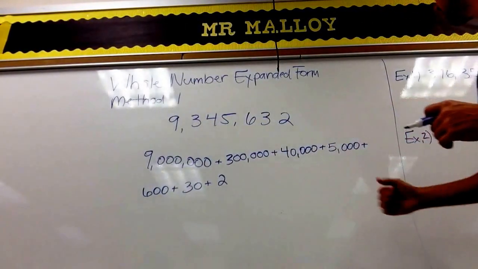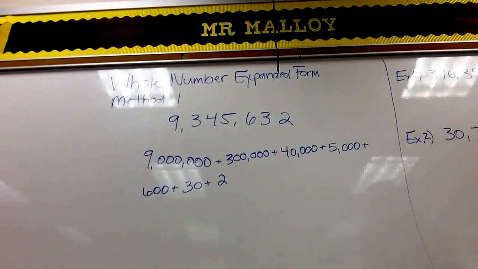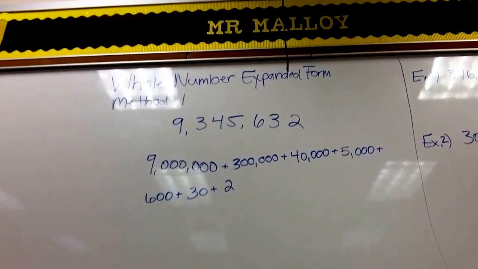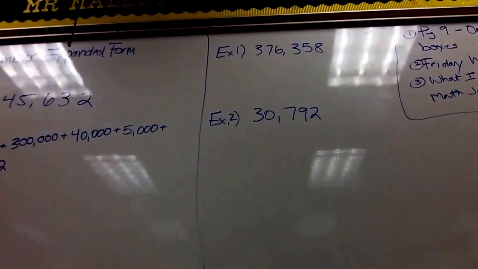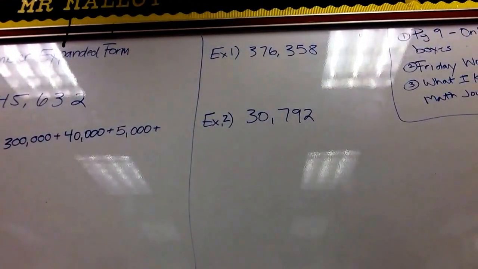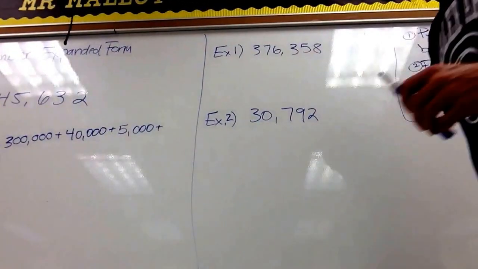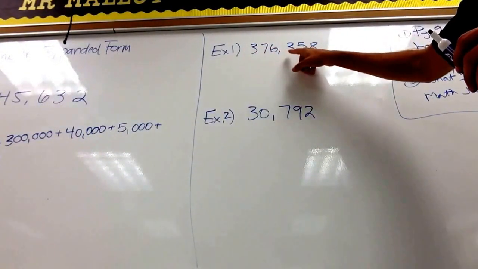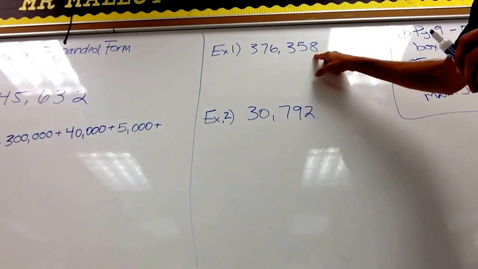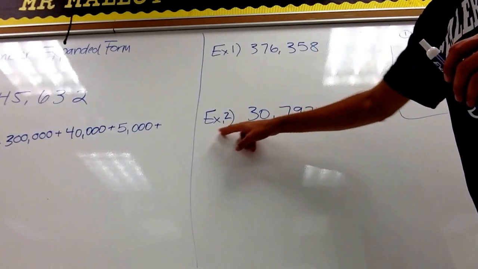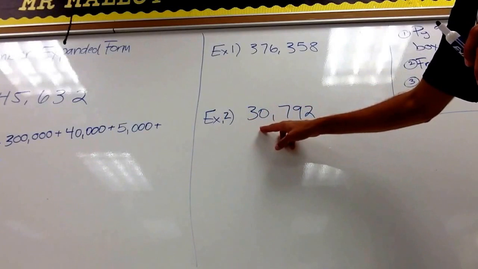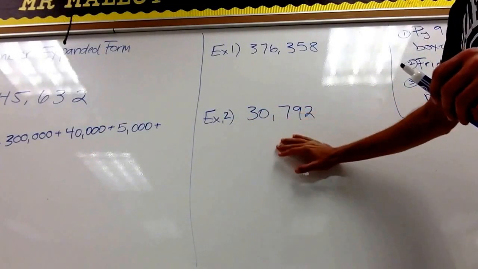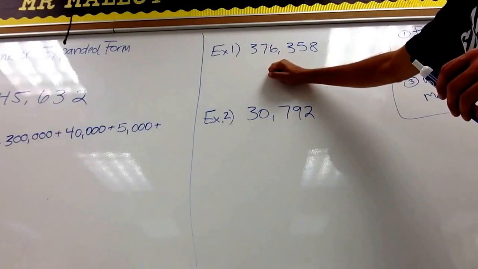Okay? To see if you understand it, I have 2 example problems here on the right side of the board that I would like you to try. Okay? So I would like you, using the method that I just showed you, put 376,358 in the expanded form. And I would also like you to put 30,792 in expanded form.